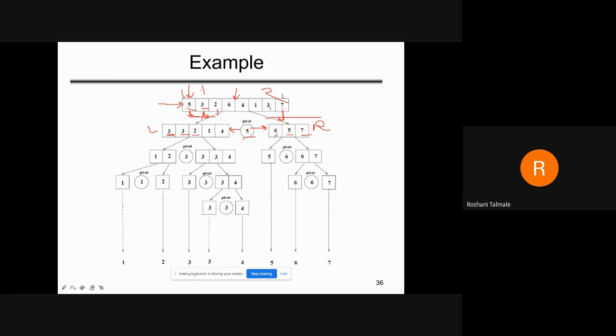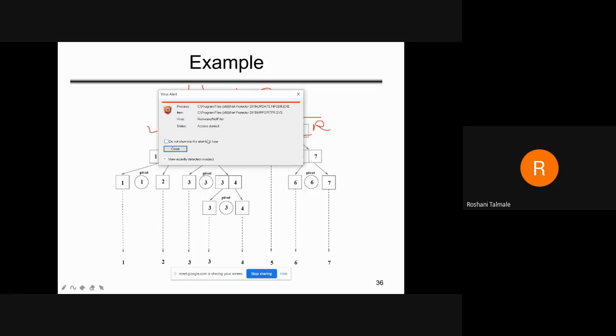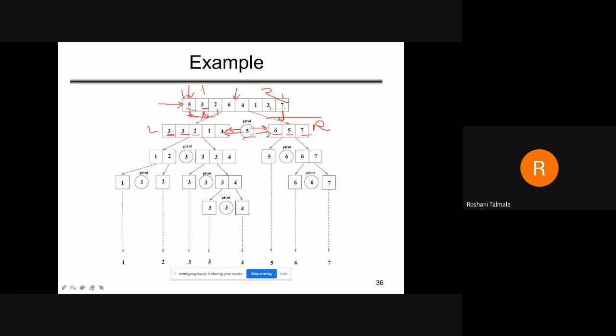So again 6 is greater, we will keep it over here. Then again 4 we will keep over here. 1 we will keep over here. Okay, so like that, if the number is less we have to keep it in this array, and if it is greater, then we have to keep it over here. Again, in the second divide procedure, the first array will consider its first element as a pivot element.